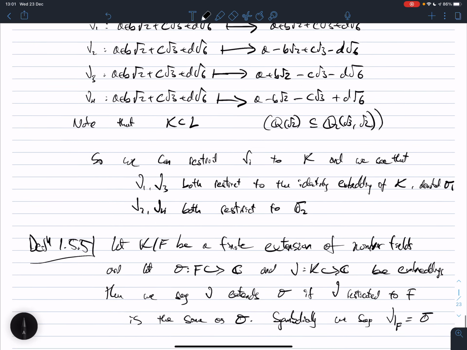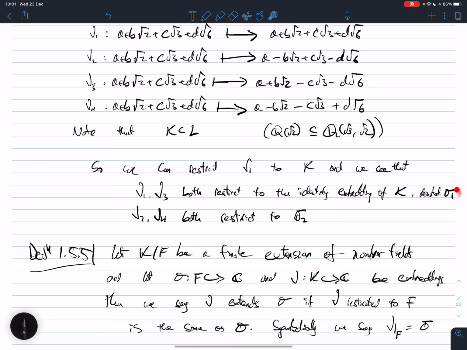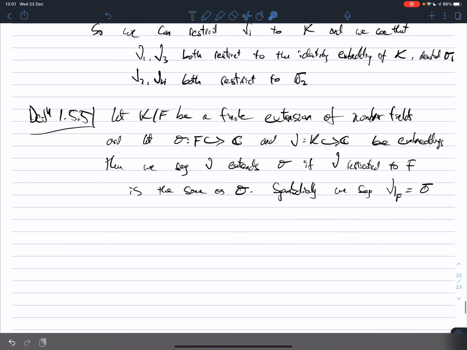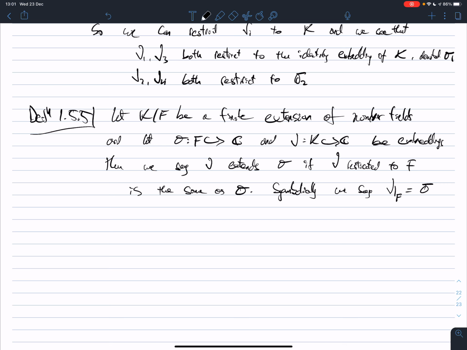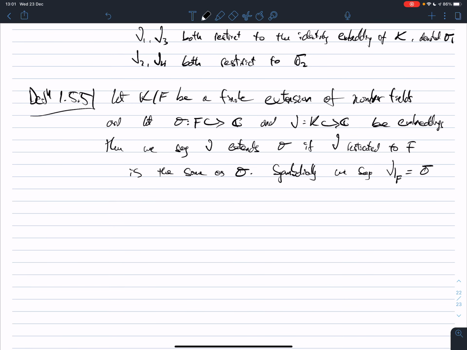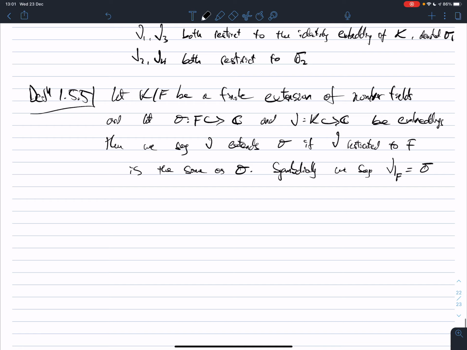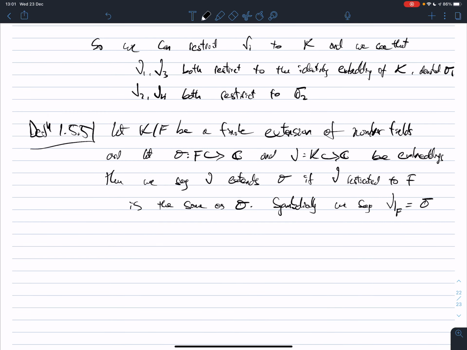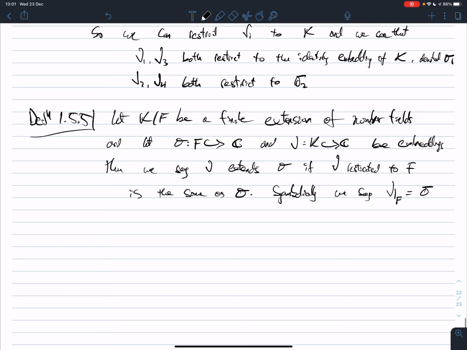So this is what I mean when I say I've extended my embedding from one to the other. In this case, sigma 1 extends to eta 1 and 3, and sigma 2 extends to eta 2 and 4. Okay, so now let's start talking about what these embeddings do. So how do you construct them? I've told you that they exist, and we've looked at some examples, and I've been constructing them by changing the roots of polynomials. So let's make more precise the stuff that we've seen in this example.